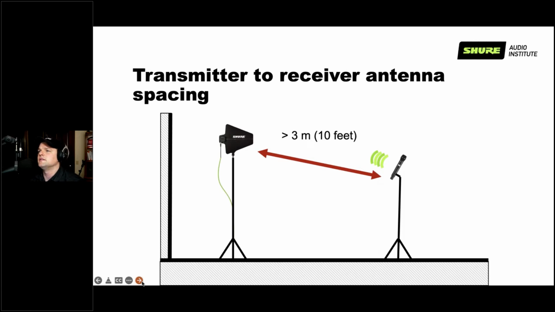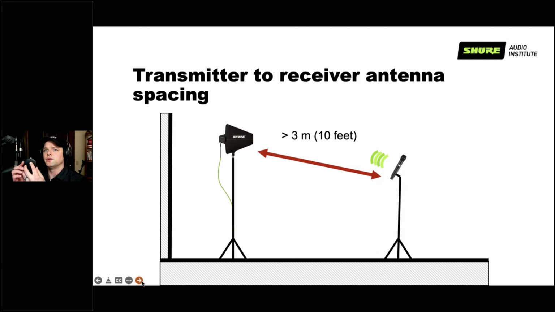Next thing that's very important, the transmitter to receive antenna spacing. So you don't want to get too close, just like with in your monitors, the transmitter too close to the antenna can have a negative impact on your reception. It can overload the front end of your receivers. It can basically reduce your range and things like that. So just be careful.